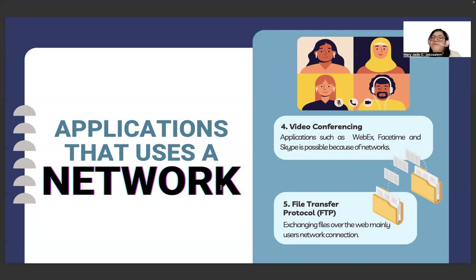And the last one is File Transfer Protocol, or FTP. Exchanging files over the web mainly uses a network connection. Okay? So, for example, if you wanted to send a file to your friend via Facebook, it uses a network. If you wanted to upload something in Google Drive, it uses a network.